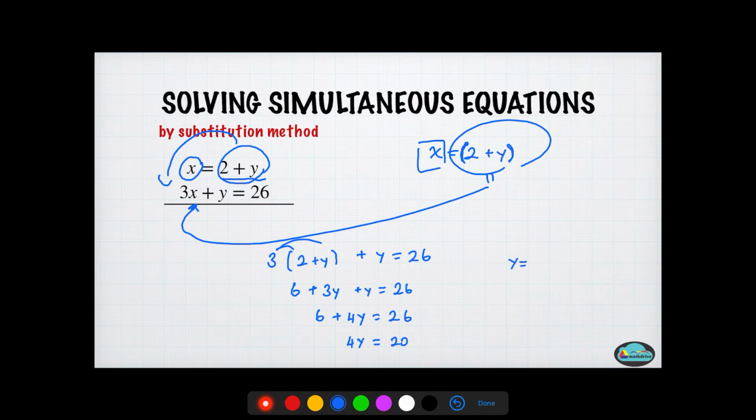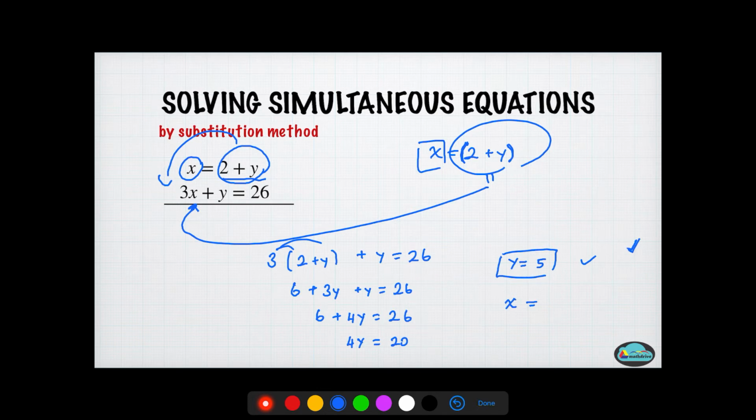4 times which number makes 20? That's 5. So we have found the value of y here. And now it is easy for us to figure out the value of x, because this is not over. We get only one variable's value, so I need to get x.